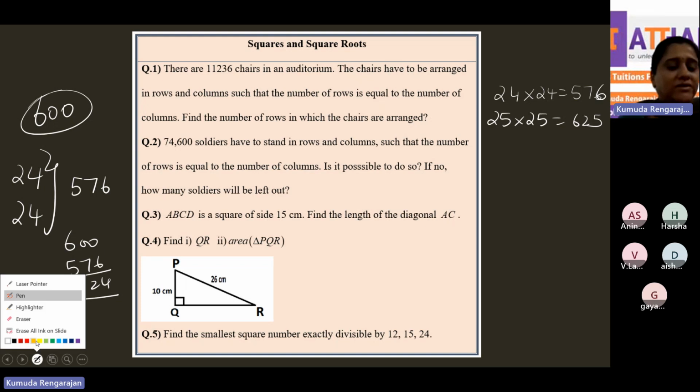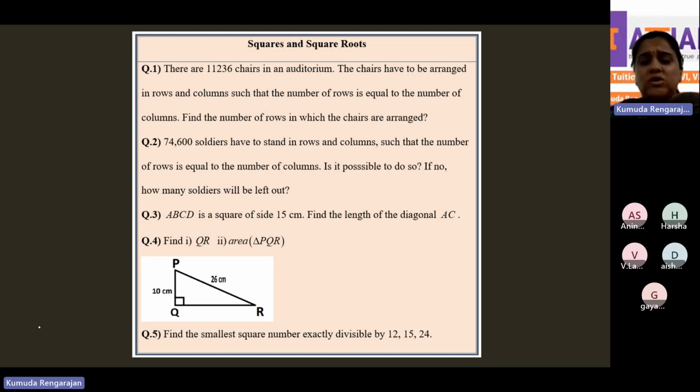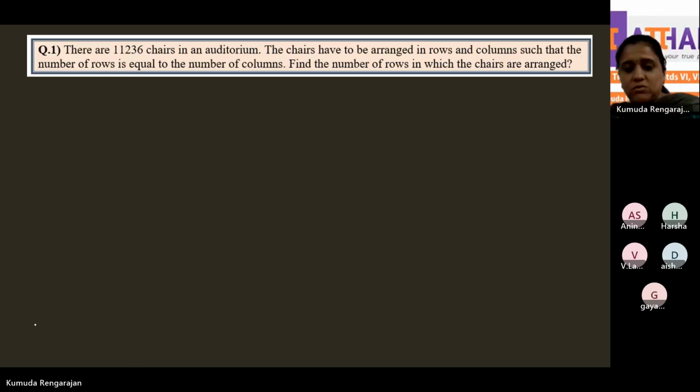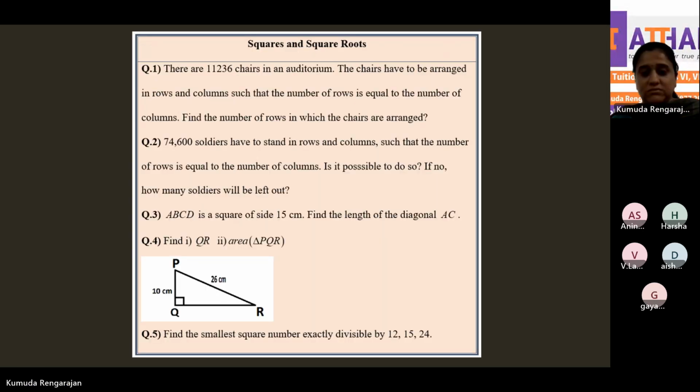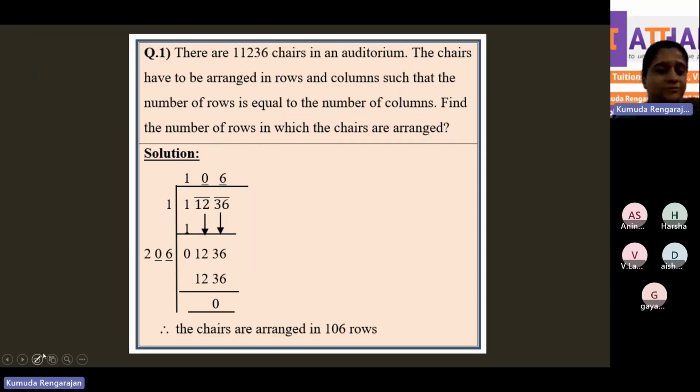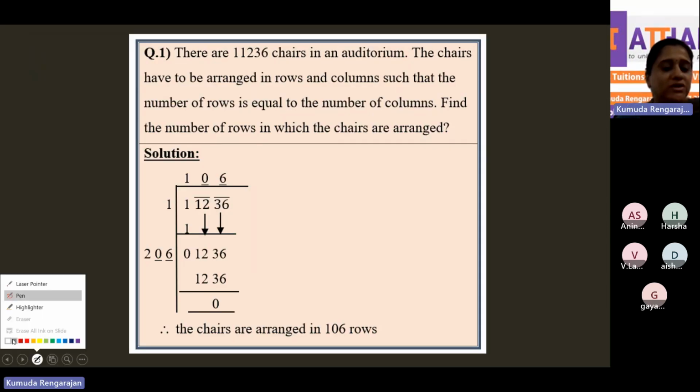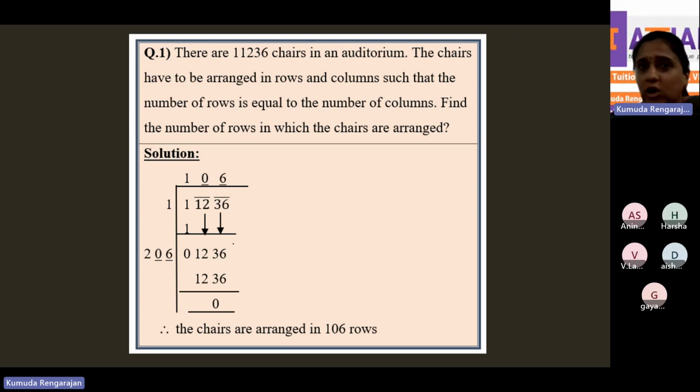Now, when the number is very large, you cannot always calculate like this, right? So you need to have a procedure, a format, or some method by which you can get the answer. So you just need to find the square root, children. You need to find the square root using the long division method. And here, what is the remainder? The remainder is 0. That means all these chairs can be arranged equally. All these chairs can be arranged in 106 rows and 106 columns.